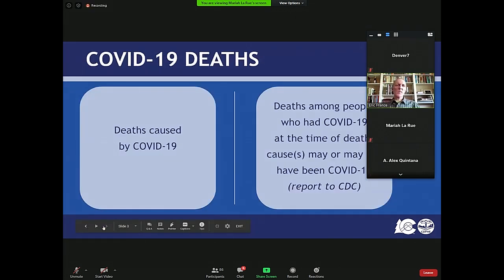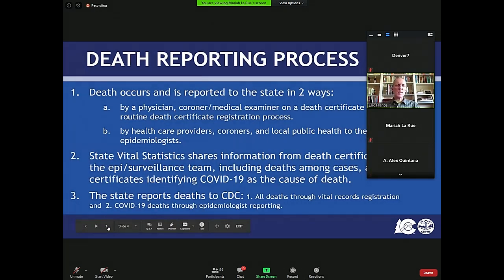Great. So you can see that even here, as I was just describing it, there are two different ways that the state reports these deaths. The first is by physicians, medical examiners on the death certificate through the routine death certificate registration process. And the second one is what gets reported into public health to the state epidemiologists and then is shared with the CDC. Let me turn it over to Kirk or Alex to talk a bit more from here, and then Rachel will be jumping in as well.